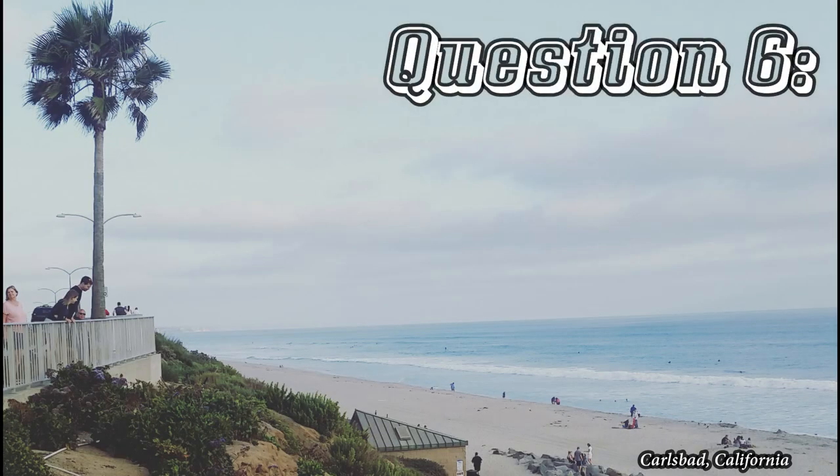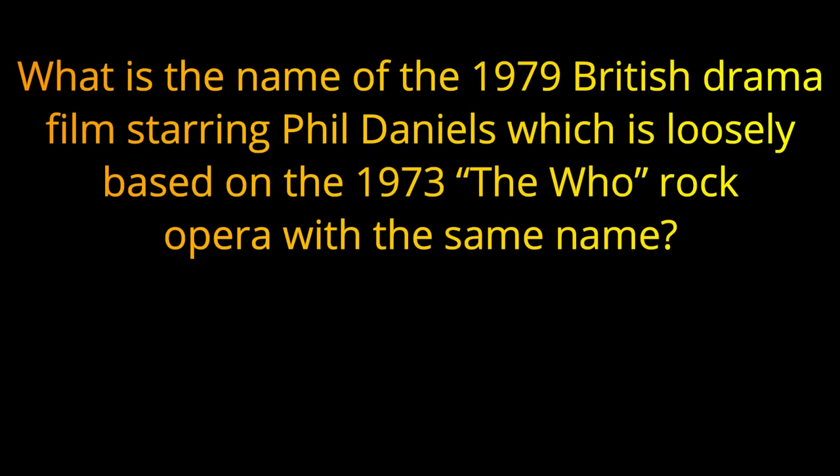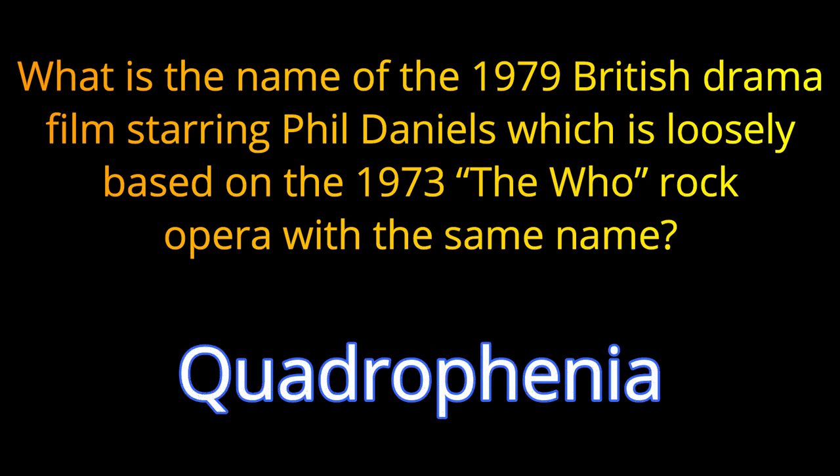Question number 6. What is the name of the 1979 British drama film starring Phil Daniels, which is loosely based on the 1973 The Who rock opera with the same name? The answer is Quadrophenia.